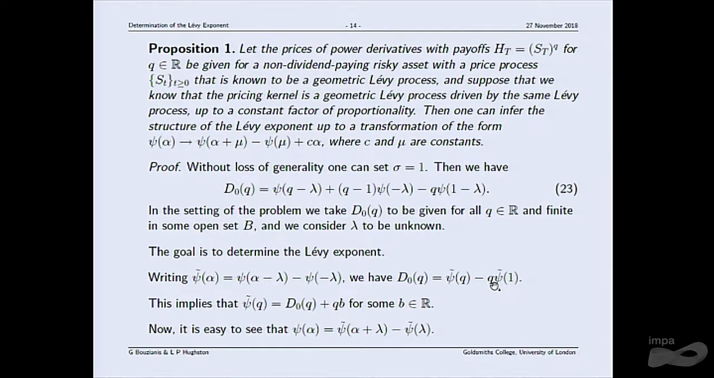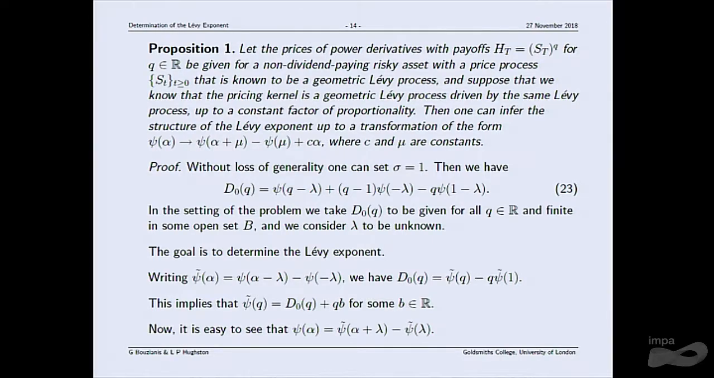I'll try to state it in precise terms. We'll assume that the prices of power derivatives with payoffs given by S raised to the power q are given for all values of q for some non-dividend paying asset with a price process that is known to be a geometric Levy process. And we assume also that the pricing kernel is a geometric Levy process driven by the same Levy process up to some constant factor of proportionality. But we don't necessarily know what this constant is. In other words, we don't a priori know what the risk aversion factor is.